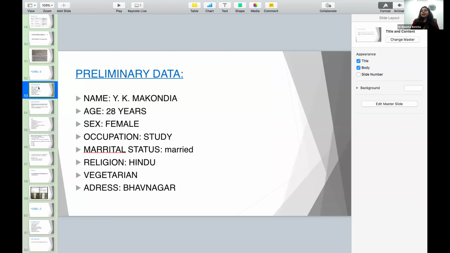Another case. Next one. It's about YK Makudia, age 28 years, female, occupation study. She is married, religion Hindu, vegetarian, address Bhavnagar, Gujarat. Next.